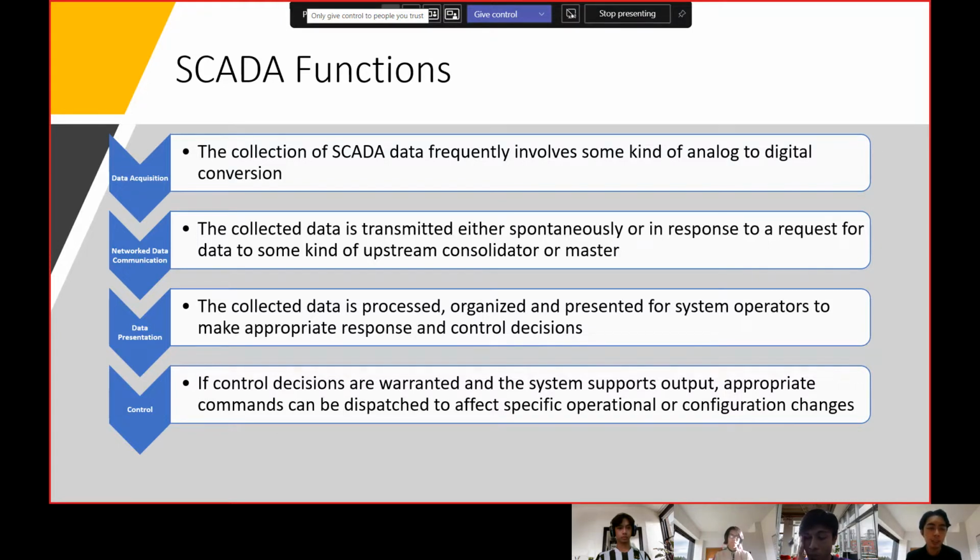The third one is data presentation, where the collected data is processed, organized, and presented for system operators to make appropriate response and control decisions. And lastly, control, where control decisions are warranted and the system supports output. Appropriate commands can be dispatched to affect specific operational or configuration changes.